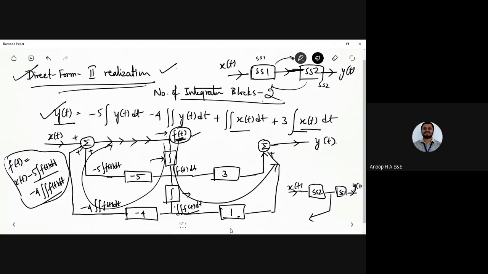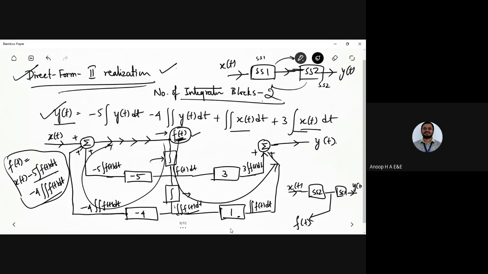So this here is f of t. I'll be having two integral operators. After the first integral operator, I'll be getting 3 times integral f of t dt. Next, double integral f of t dt, right? Now I'll have the output of this added, and I'll be getting y of t, right?